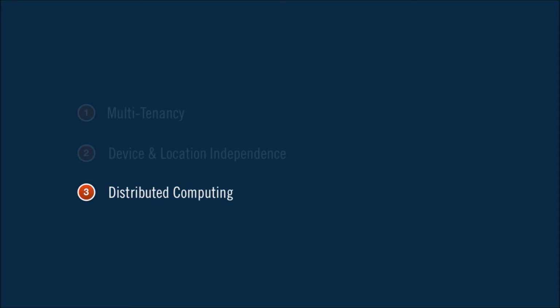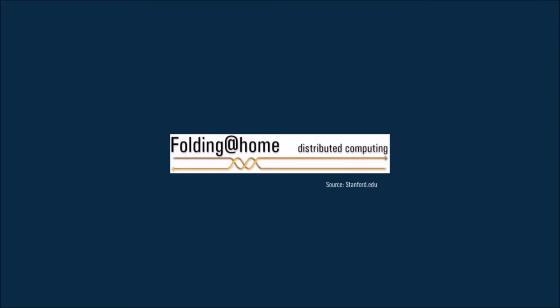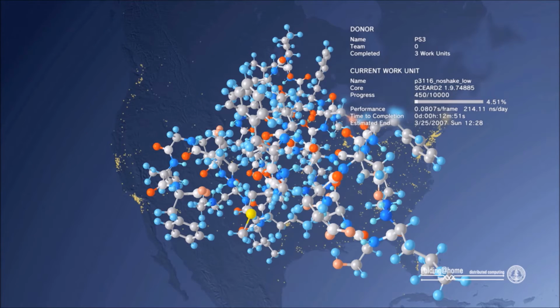And the final major characteristic is distributed computing. It allows multiple computers to be part of a bigger task. So, the greatest example of this is something Stanford is running called Folding at Home, and it's distributed computing. And this is what it looks like. And they figured, people have these crazy computers at home that don't do anything while people are at work. PlayStation 3s that have these multiple cores, and yet they just sit at home and do nothing.